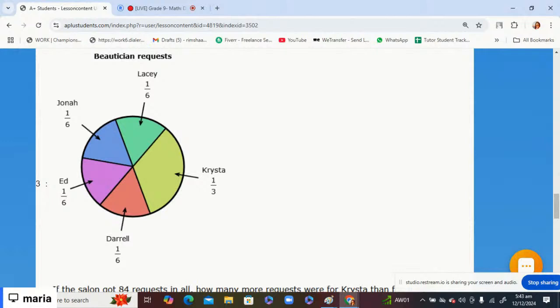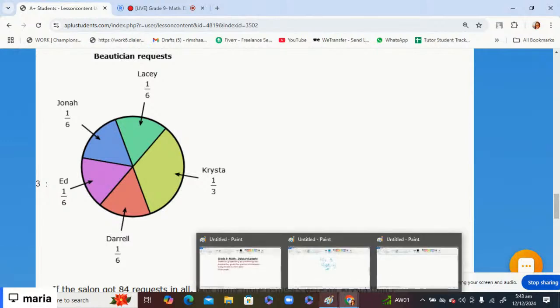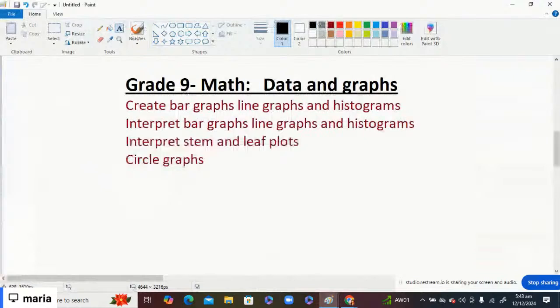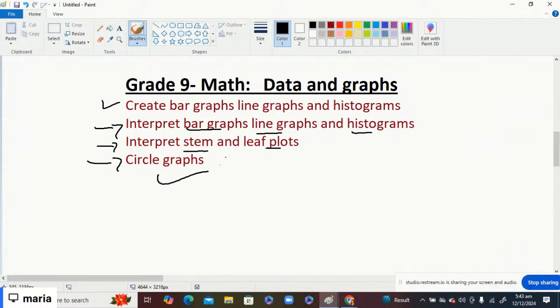Hope you guys understand this lesson as well. So today we covered grade 9 maths, data and graphs. Here are the 4 lessons we covered today. The first lesson is create the bar graph, line graphs and histogram. Then interpret the bar graph, line graph and histogram. Then interpret the stem and leaf plots. And now we circle the graph in the end.